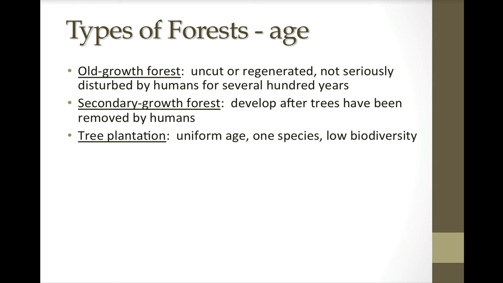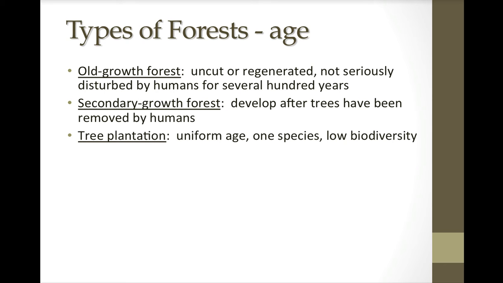Now, an example of a tree plantation would be like a Christmas tree farm. You know, there are people who grow Christmas trees and they grow them in a 10 or a 20-year cycle. They have these big, huge areas of land where they're growing Christmas trees for people to harvest at Christmas time. And the tree plantation would have only Christmas trees, all of the same age, and then the only animals you would find there are animals that can live in and around Christmas trees.